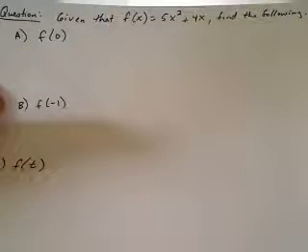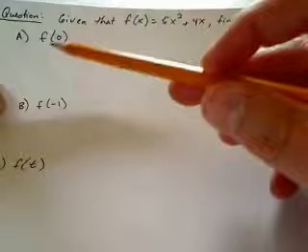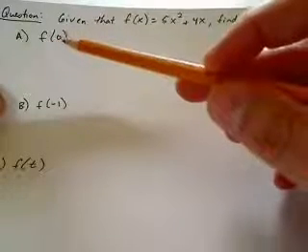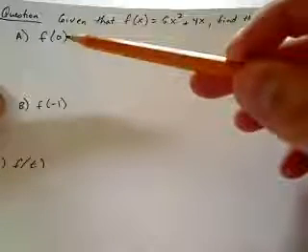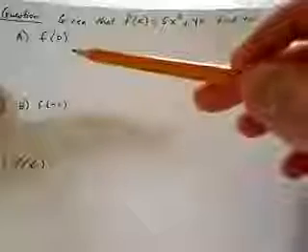In this question, we're given that f of x is equal to 5x squared plus 4x, and we need to find the following. In part A, we have function notation. We want to find what f of 0 is. So that means when x is 0, what is the output value, or what we're used to knowing as what the y value is when we're graphing equations.